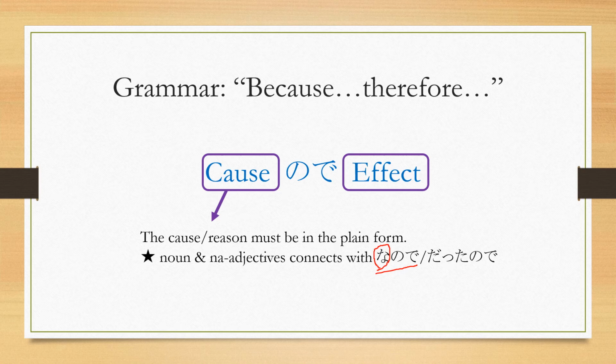Now, I've included that nanode here, not because it's different to any other plain form, just because I want to contrast that in the present tense it is nanode. In the past tense, it goes back to your usual plain form rule. It turns into datta, which is the plain form of deshita, and then you continue on with node.